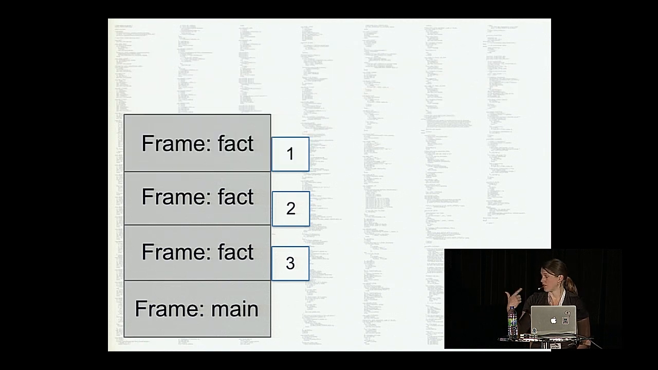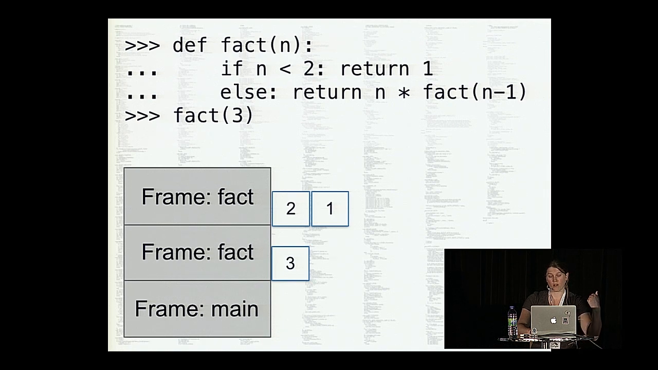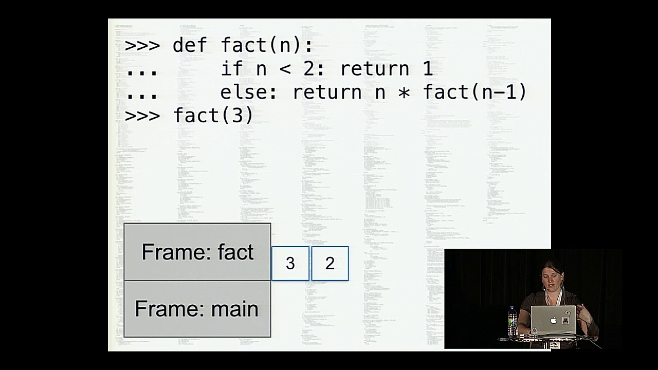Now, skipping ahead a little bit, we'll eventually hit the base case, and we'll start unwinding. So the 1 gets returned from the top frame down to the next one down, and multiplied again, gets 6, and pass that back to the calling frame.